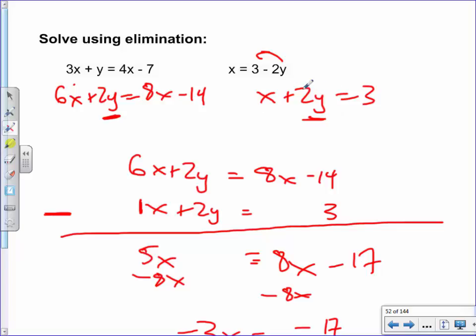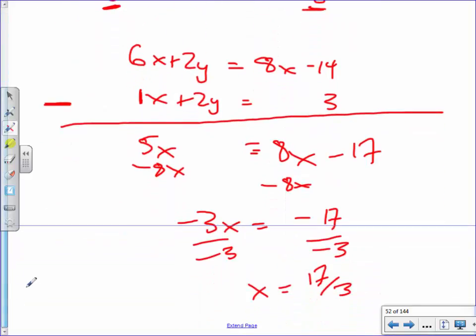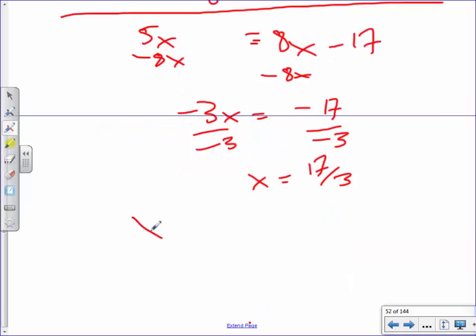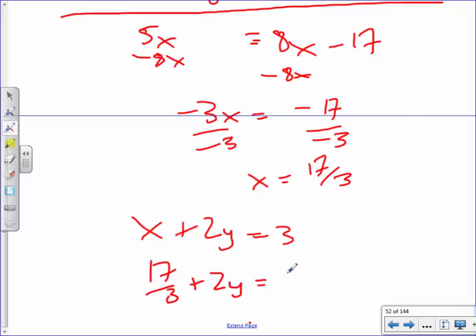I'm going to suggest this guy right here, it just looks easier than the other one. So I'm just going to rewrite it as x plus 2y equals 3. It was x plus 2y equals 3, but now I know what x is. So 17 over 3 plus 2y equals 3.